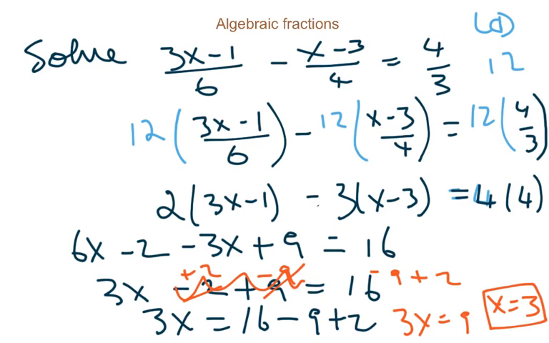When you're doing it, make sure you put a little box around it or write A and S beside it so that the person marking will know what you've done. So the answer is x equal to 3.